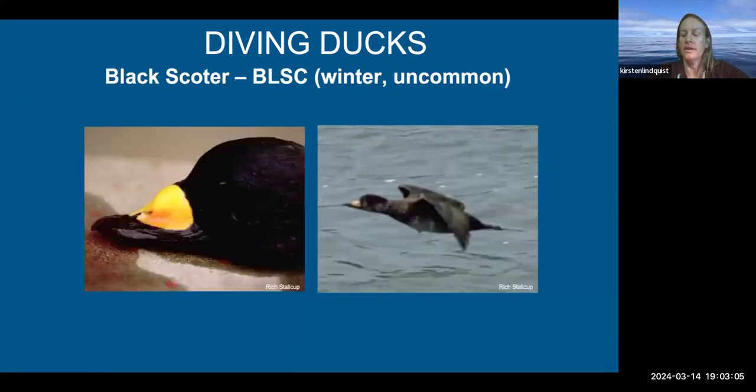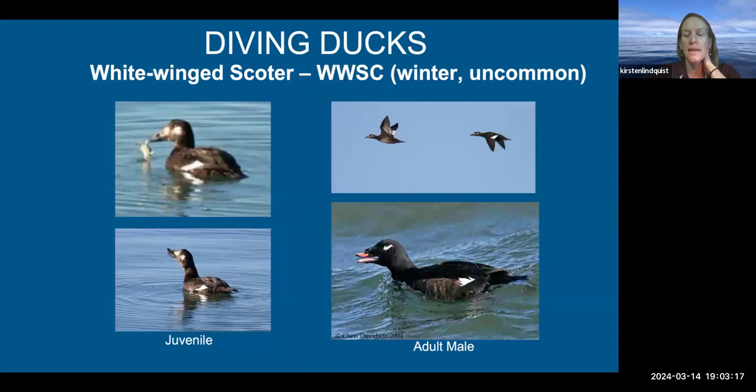Black scoter is rare, but we do see them sometimes. A very different bill, a much smaller bird, no white patch on the back of their head. And white-winged scoter. Nice if you see them flying with a group of surf scoters, they will stand out with that white in the wing, in the secondaries.